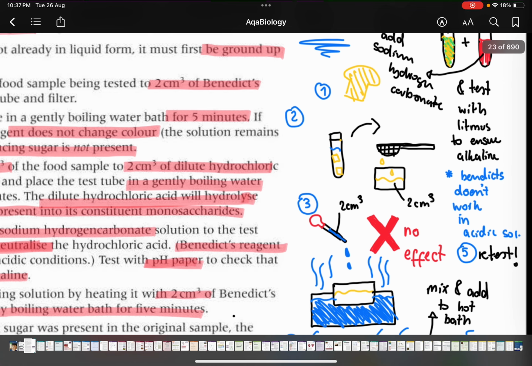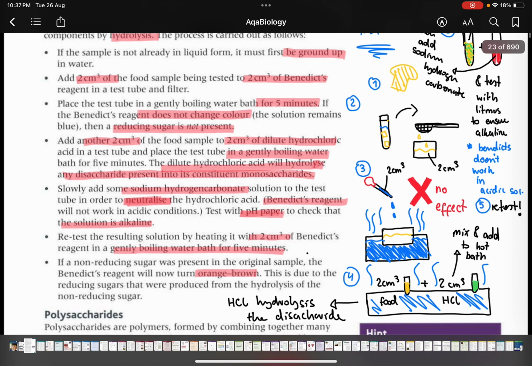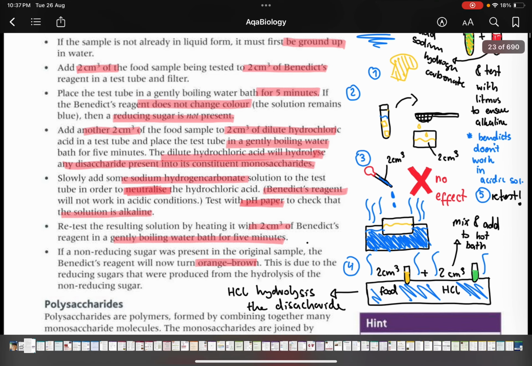It should turn, I'm pretty sure it turns blue. I hope that's right. Correct me if I'm wrong. But then you just perform your Benedict's test once again. And yeah, that's pretty much it. So, not too complicated. Don't worry about it. You'll get the hang of it if you read it a couple of times.